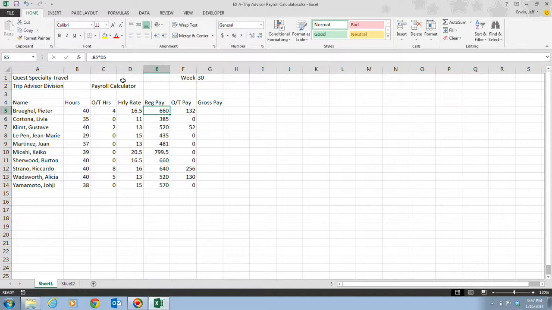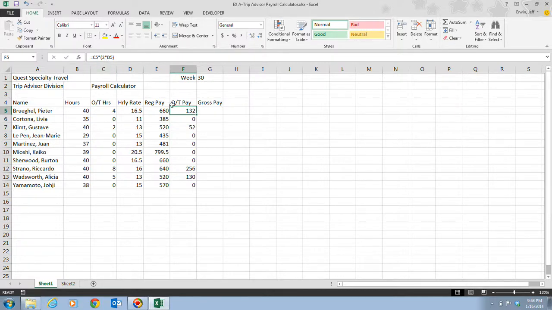Let's now take a look at step 2, and it tells us that we want to click on cell F5. In this case, this is an example of a more complex formula, which is the calculation of overtime pay. The formula that we use to create this is that we're going to take the regular hourly rate, which is in cell D5, and we're going to multiply it by 2.